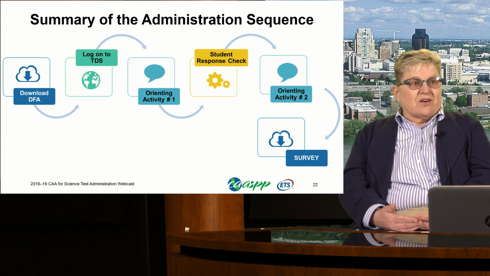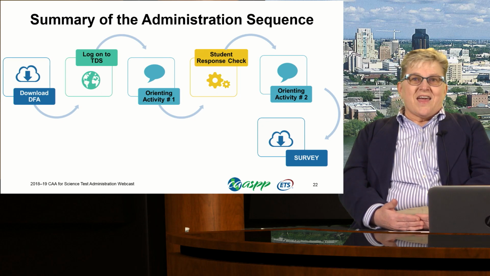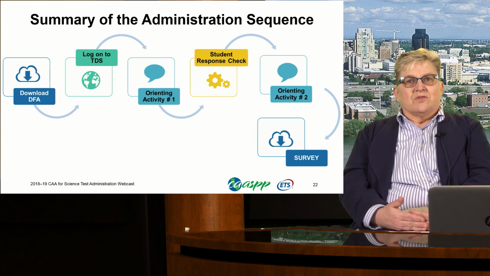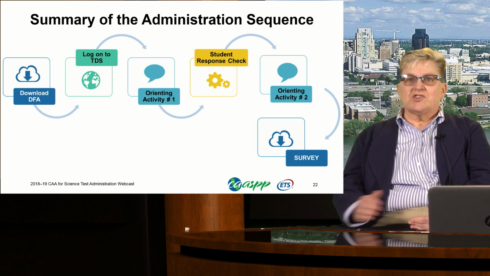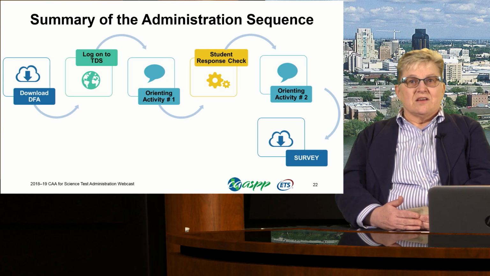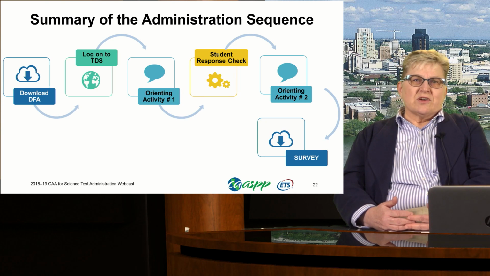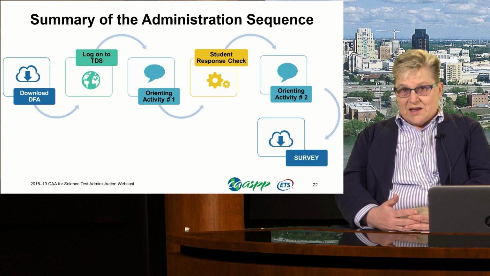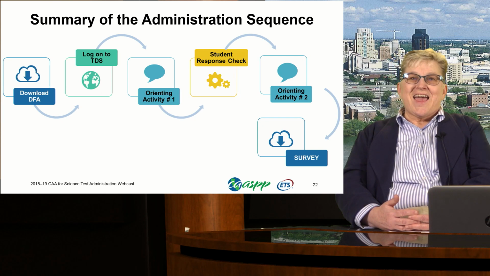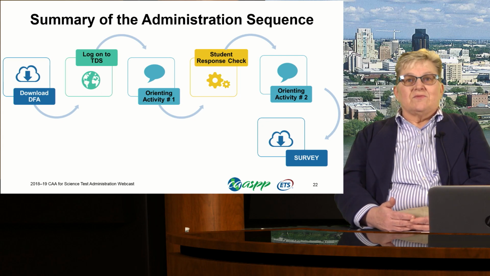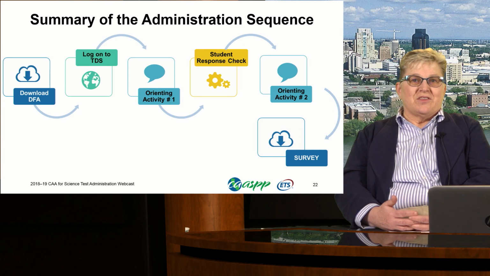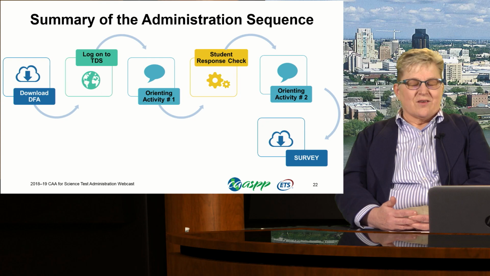At that point in time, you start with question number 1, and at that point, you decide if the student is providing a response. So you can either proceed through the next 5 questions or stop the test. If you proceed through the 5 questions, then you would go to the second orienting activity, and then the remaining 5 questions, and then at the completion, the test examiners would complete the survey about the student.